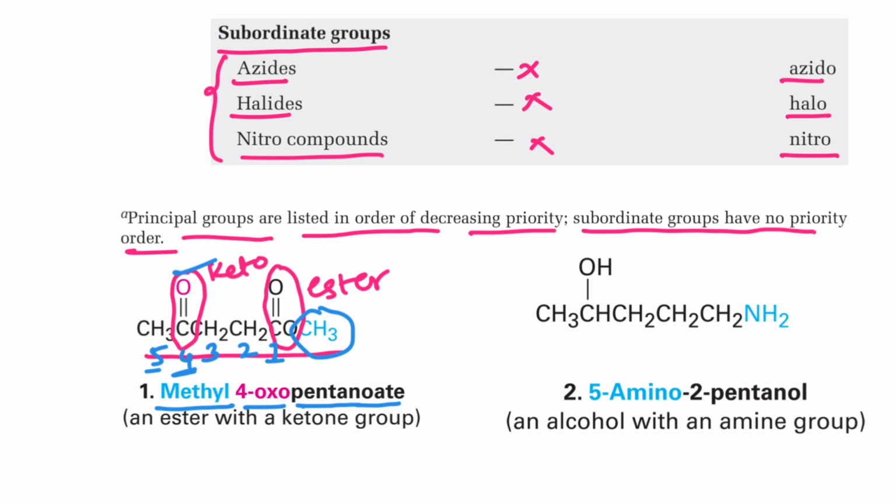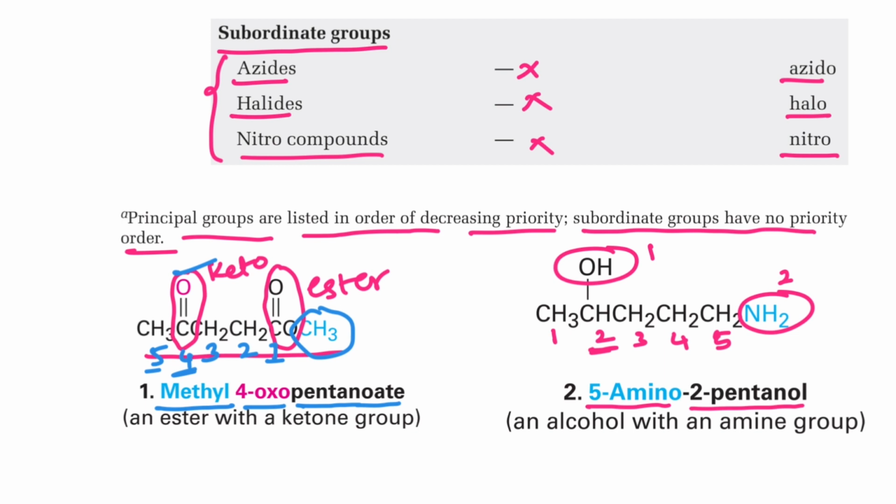Next compound. Here we have an alcohol functional group and an amine functional group. The alcohol is the first priority group, the amine is the next priority group. Therefore, numbering starts from left to right, because we give priority to the alcohol first, then the amine, which is at the fifth position. So amino as a prefix name, 5-amino. At the second position we have the alcohol, therefore 2-pentanol.